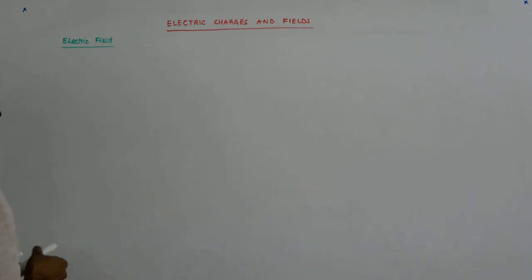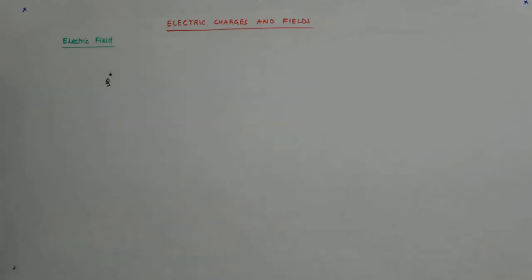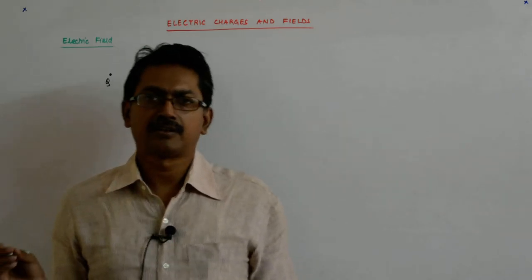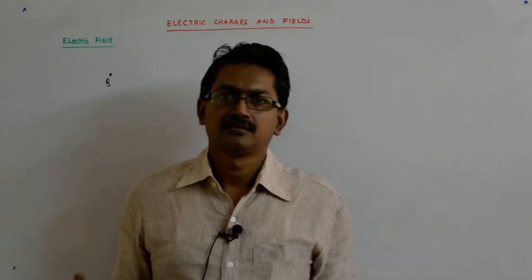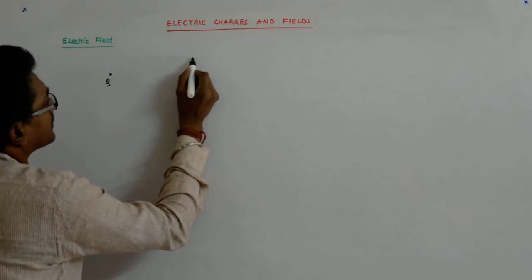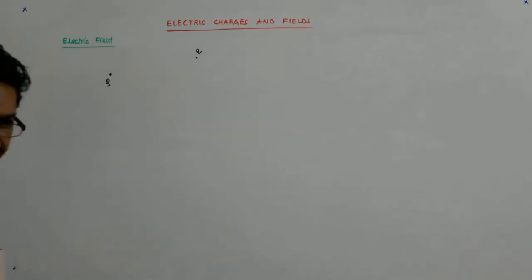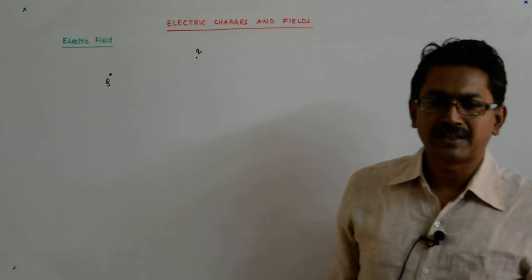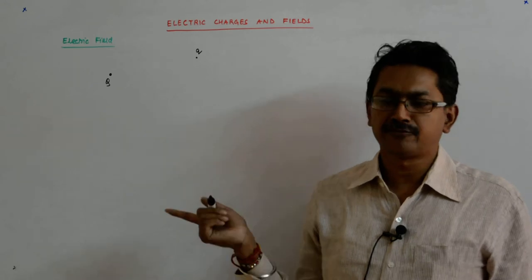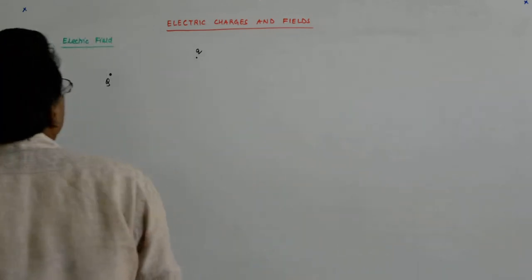Look, if there is a charge here, say Q, and this charge is fixed, or glued to its spot by something, and I place a small charge q here. Now, depending on their polarities, there'll be either a repulsive force or an attractive force between the two. Now, a question that was asked was this.